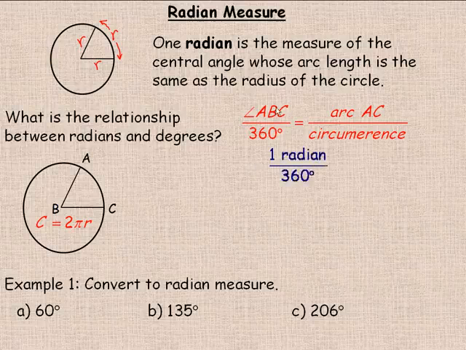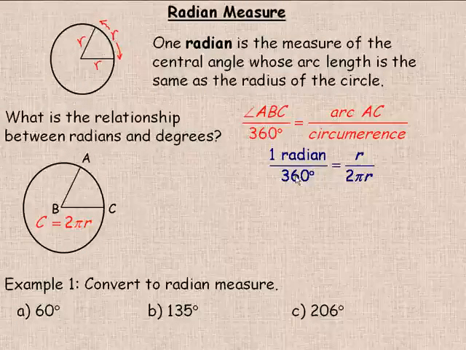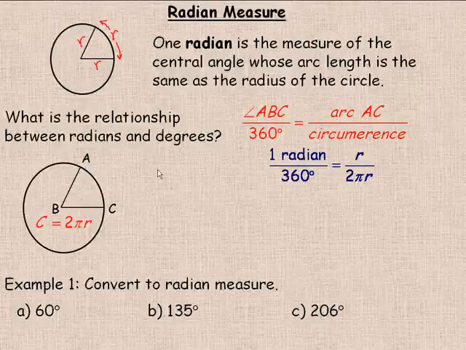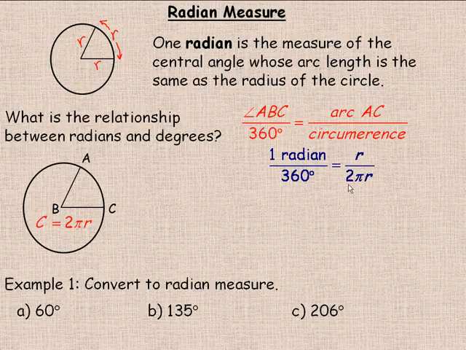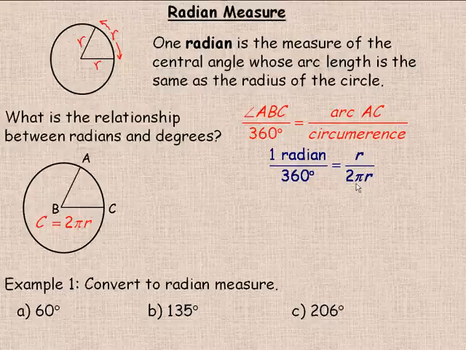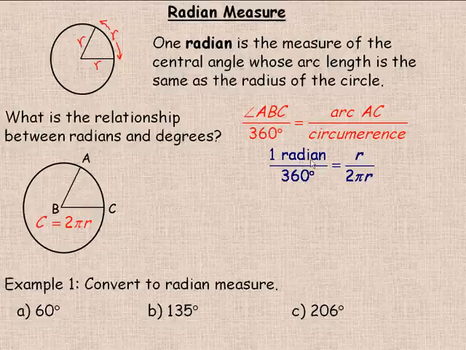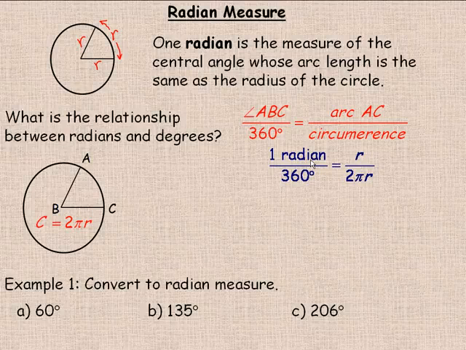Now, angle ABC is exactly 1 radian. The whole circle in degrees is 360 degrees. The arc length should be a radius, because this is exactly 1 radian in here. And the circumference formula for a circle says the circumference is 2 times pi times the radius. Now we're going to solve for 1 radian to find out what 1 radian equals in terms of degrees.